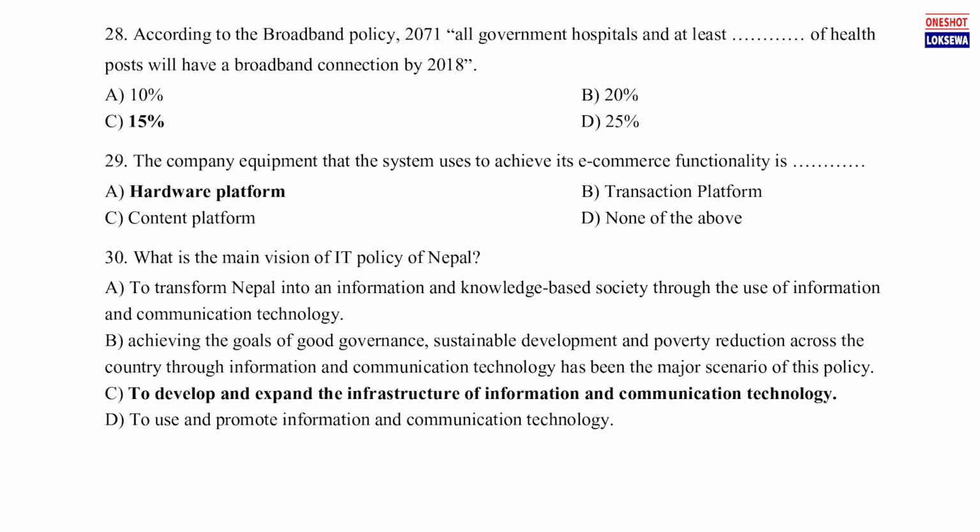29. The company equipment that the system uses to achieve its e-commerce functionalities is: A. Hardware platform. B. Transaction platform. C. Content platform. D. None of the above.